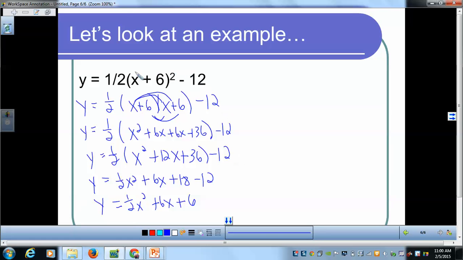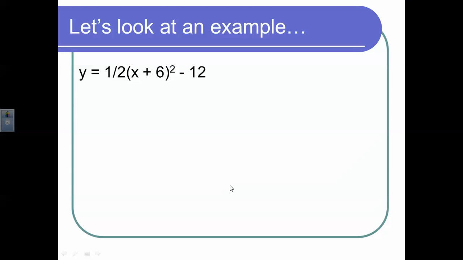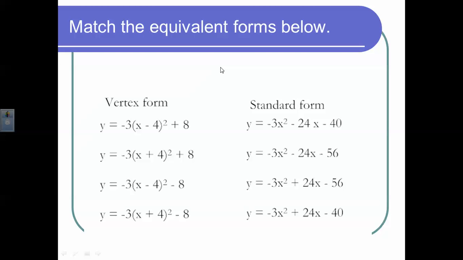So once again, if you looked up here, if you wanted to check your work, we should know that the vertex of this quadratic is negative 6, negative 12. And once again, if you were to take that and plug it in right here, you should get a true statement.